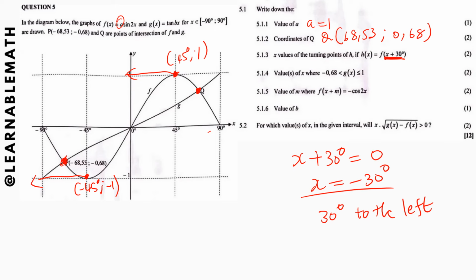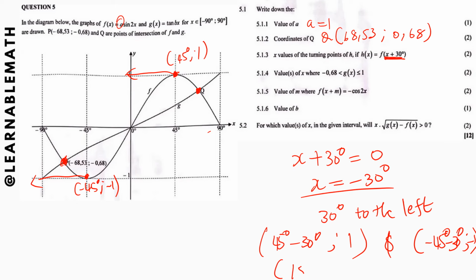It's 30 degrees to the left. It means you are moving it to the left, so the x value is decreasing by 30. So it will be 45 degrees minus 30, and 1 will remain 1, and another turning point, minus 45 degrees minus 30, and minus 1 remains minus 1. Then obviously the answer there will be 15 degrees and 1, as well as negative 75 degrees and minus 1 as your turning points. Okay.